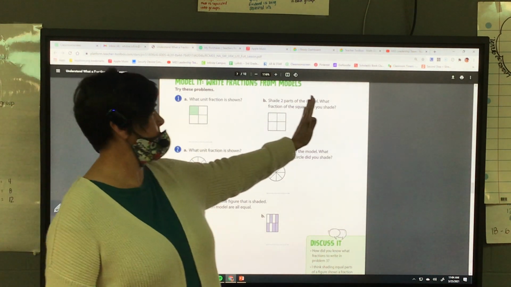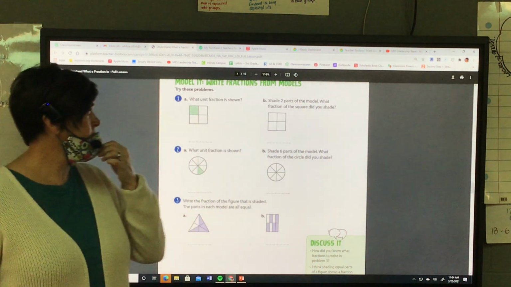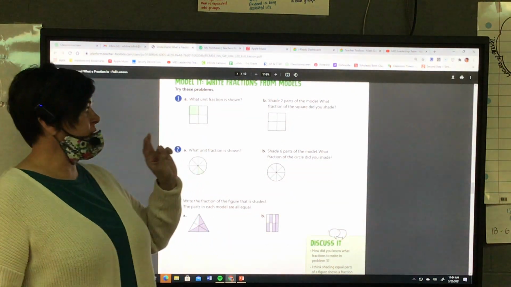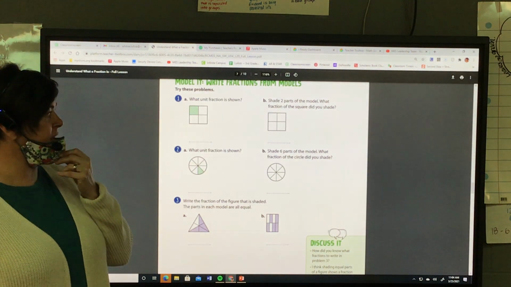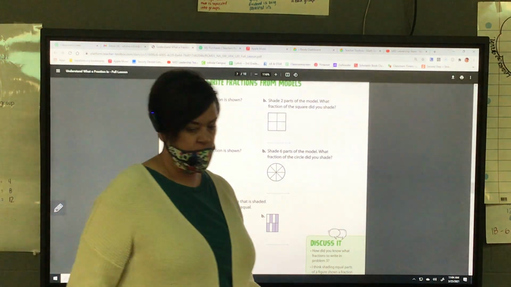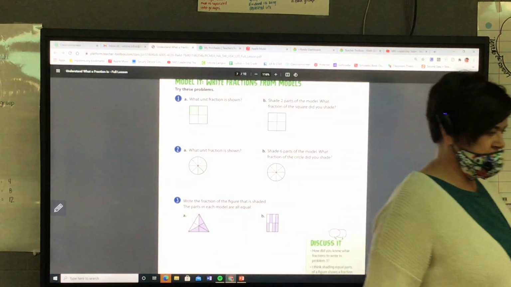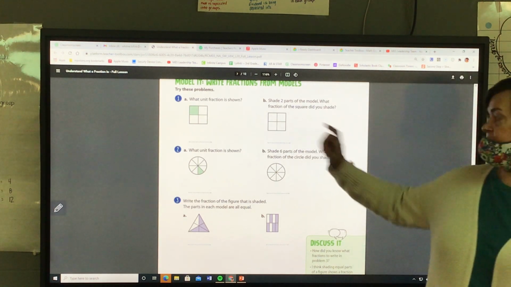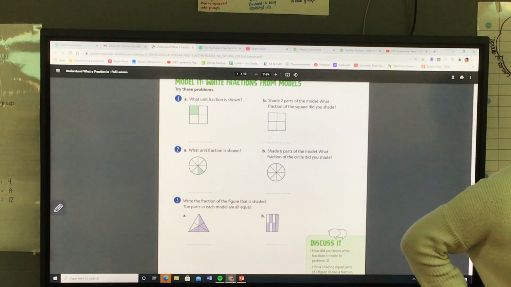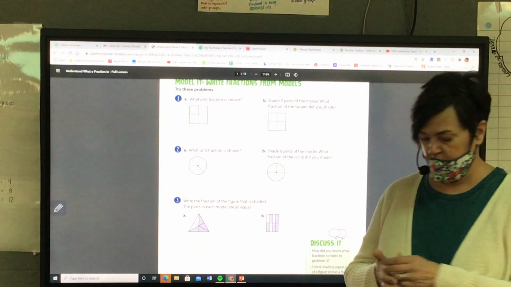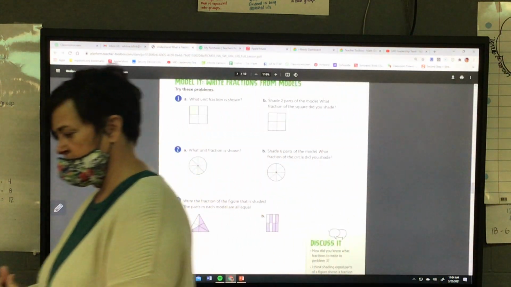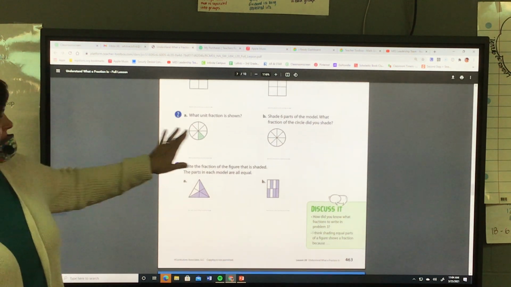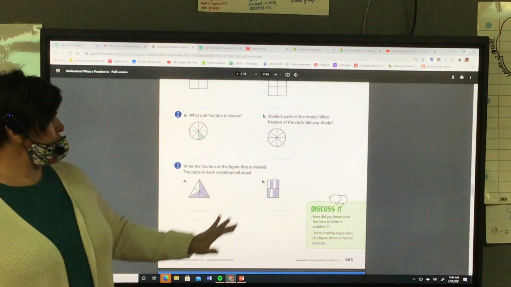Yeah. Let's go across the paper to 1B. Shade, what does it say? Shade what? Two parts of the model. Do that right now. Did you get those shaded? Yep. Now write the fraction to show what you just did. Okay, you're going to do the same thing for 2A and then read what 2B says.